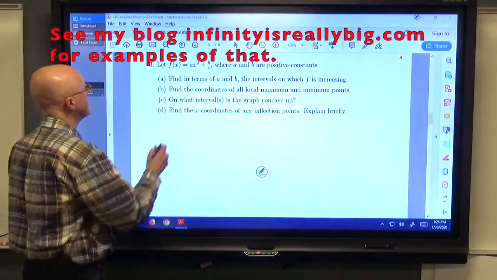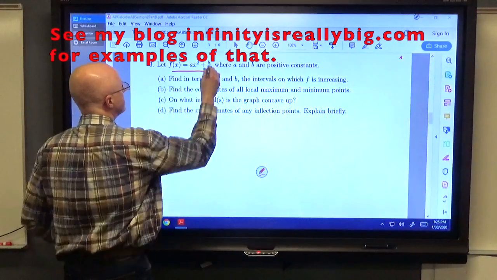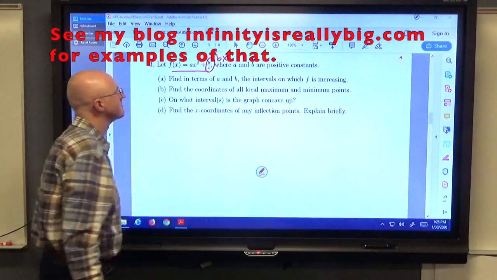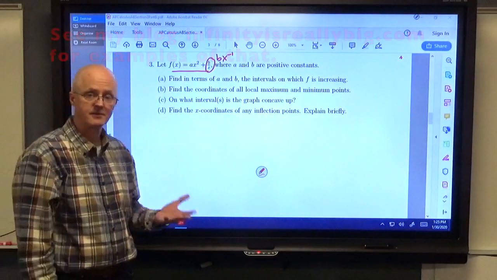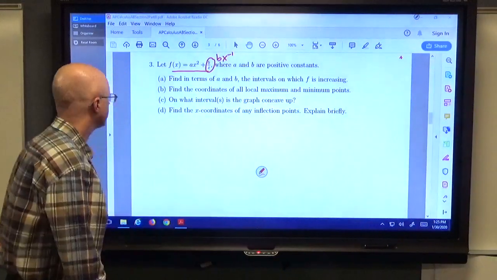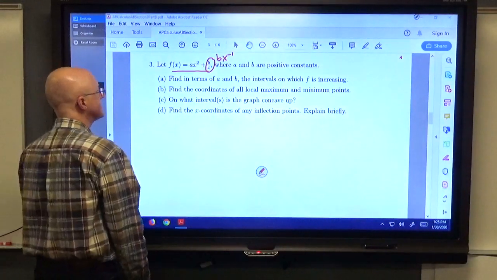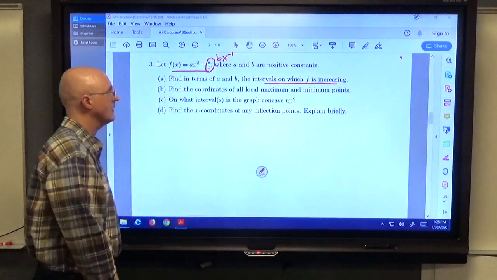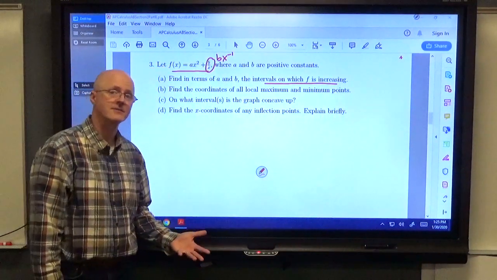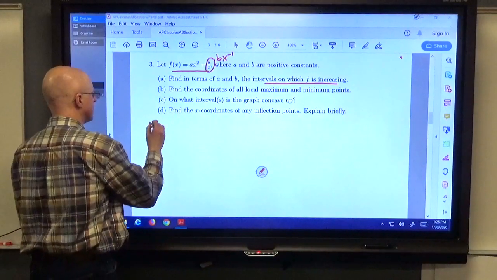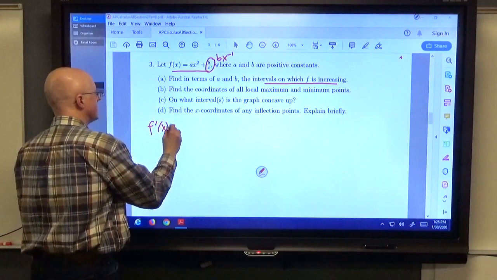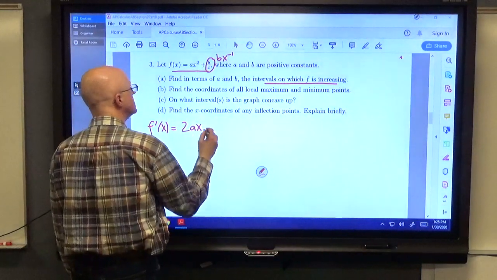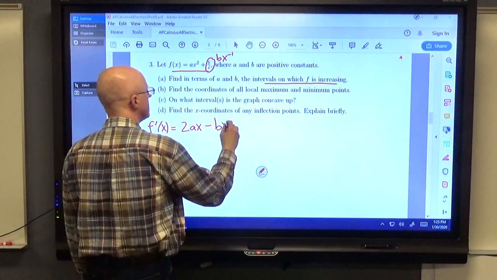All right, so here again is our function. It's going to be beneficial to write b over x as b times x to the negative 1 power for the purposes of taking the derivative, because then we will not have to use the quotient rule. Part A says to find in terms of A and B the intervals on which f is increasing. Where is f prime positive? So we need the derivative. The algebra is going to be pretty nasty in this one, but you can do it if you're careful.